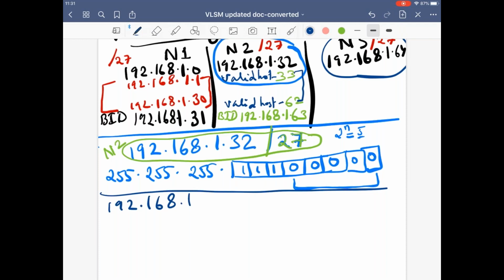Oh, stopped. One minute, screen sharing is stopped. Yeah, one minute.